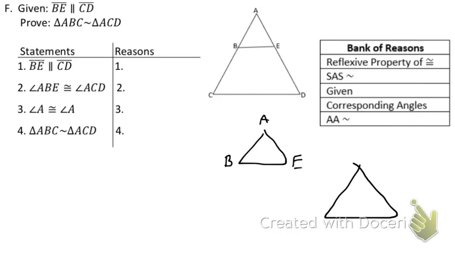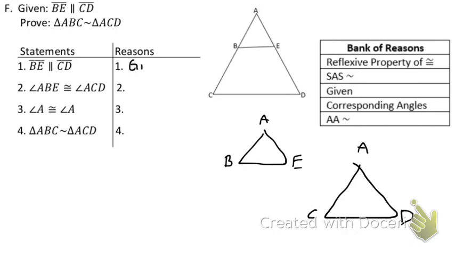And that's going to be ACD. When you draw them separately, it's a little easier to start matching some sides and angles together. All right, so let's go to our given. Here, a given, proof. Our first statement is our given. BE is parallel to CD. So the bank of reasons should be pretty simple.